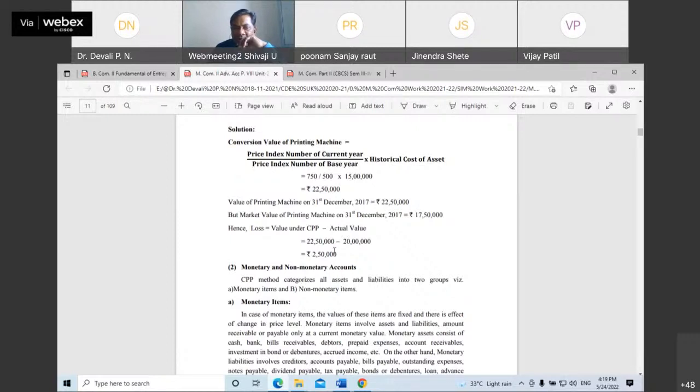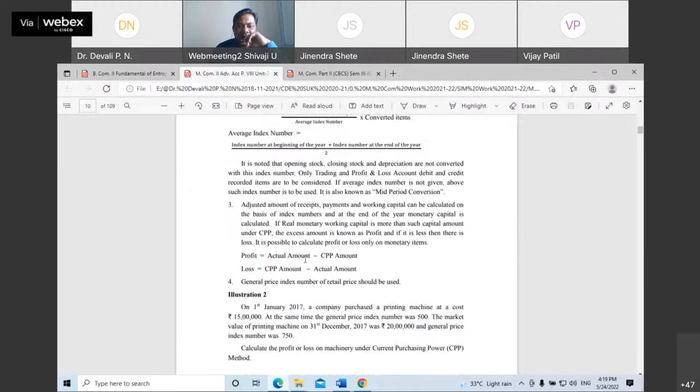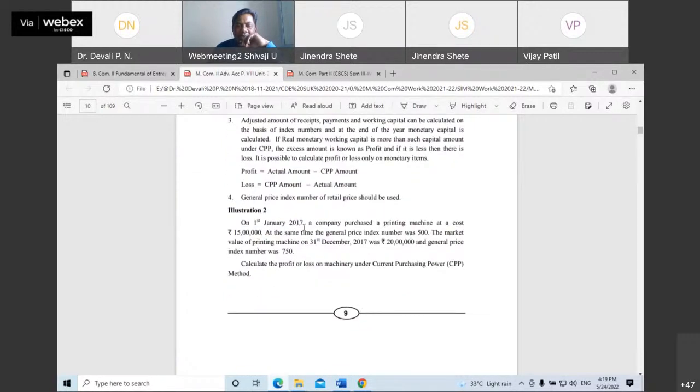This is not profit, because you are going to purchase the printing machine at the end, on 31st December 2017, for rupees 22,50,000. It means your price level has increased by 2,50,000. It means you are suffering from loss. See, this is the question: on 1st January, you purchased for 15 lakh rupees.